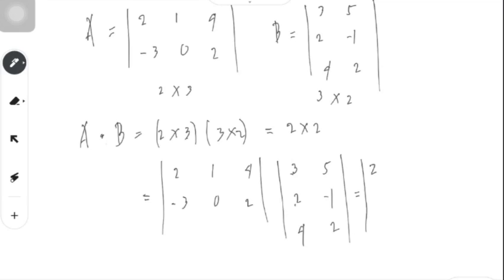I hope everybody can follow. That will be the first element of the resulting determinant. Next, the second element on the first row. The first row of the pre-multiplier will be distributed to the elements on the second column of the post-multiplier. That is 2 times 5 plus 1 times negative 1 plus 4 times 2.